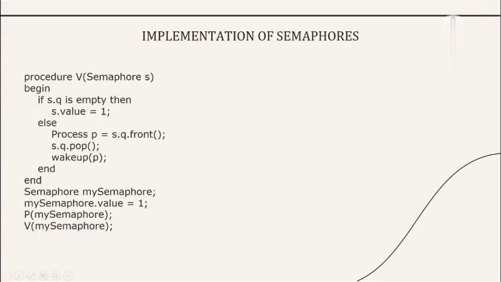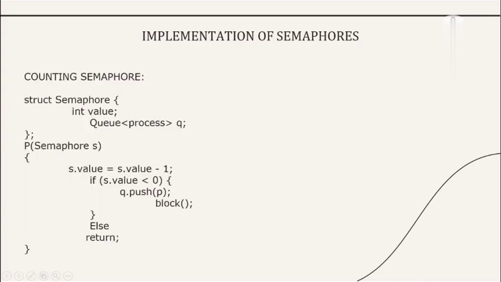using V. The V procedure releases the semaphore if the queue is empty. If the value of the semaphore is 0, it unlocks it by setting value to 1. If there are waiting processes, the front one is dequeued and awakened using the wakeup function, allowing it to continue execution. The system ensures controlled access to a resource.